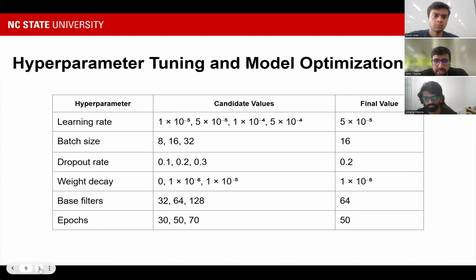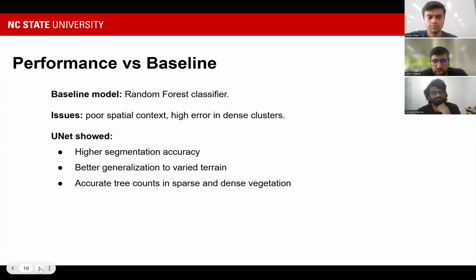Here we conducted extensive hyperparameter tuning to optimize the model performance. After testing various configurations, we settled on a learning rate of 5 times 10 to the power minus 5, batch size of 64, dropout rate of 0.2, minimal weight decay of 10 to the power minus 6, 64 base filters, and training for 50 epochs. These parameters provided the best balance between model accuracy and computational efficiency. Next, my friend Umang will be continuing.